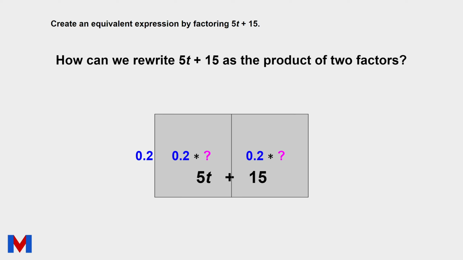I just need to think, 2/10 times something gives me 5t, and 2/10 times something gives me 15. If I know that 2/10 times something equals 5t, I can work backwards. I know that multiplication and division are inverse operations. So if I divide 5t by 2/10, that should give me that same unknown value. And I know 5 divided by 2/10 is 25. So 5t divided by 2/10 is 25t. So 25t will be the width of that portion of the rectangle.